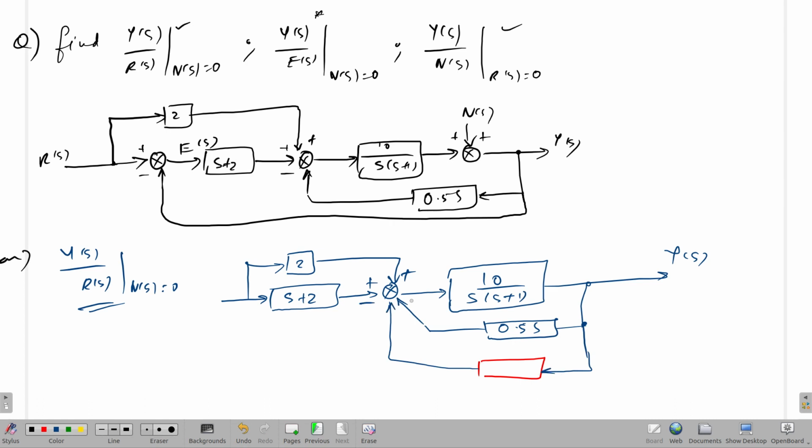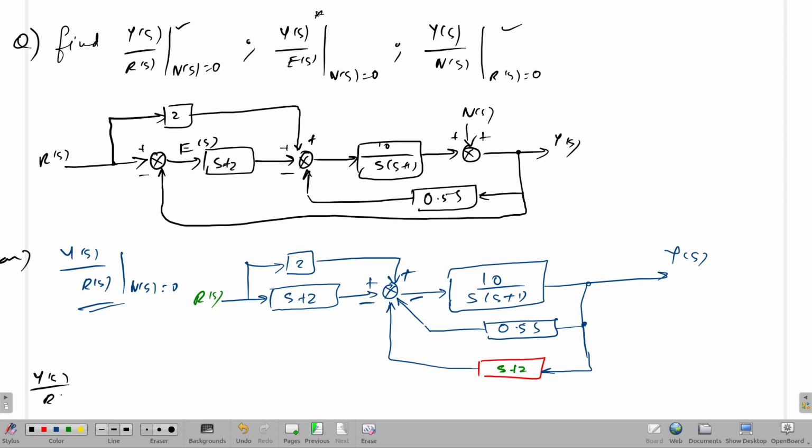This will be minus, this will always be minus. This one is coming here. Now what will this be? Earlier the loop was like this and s plus 2 was here. Now the loop is like this and s plus 2 is gone. So we have to multiply with s plus 2. Okay, so this is the simplified form, and this is R(s). Now you have to solve for Y by R. It is quite simple actually.